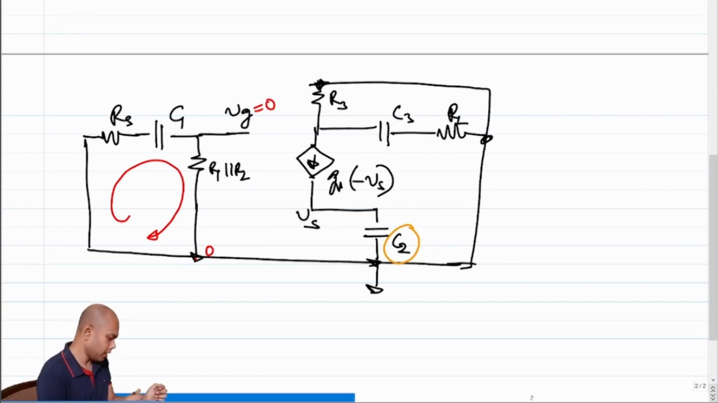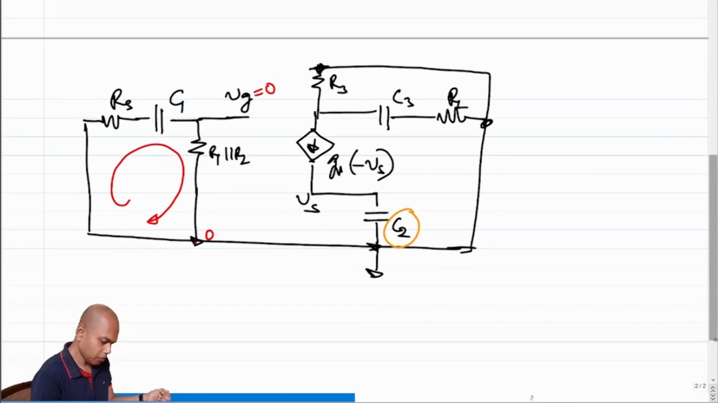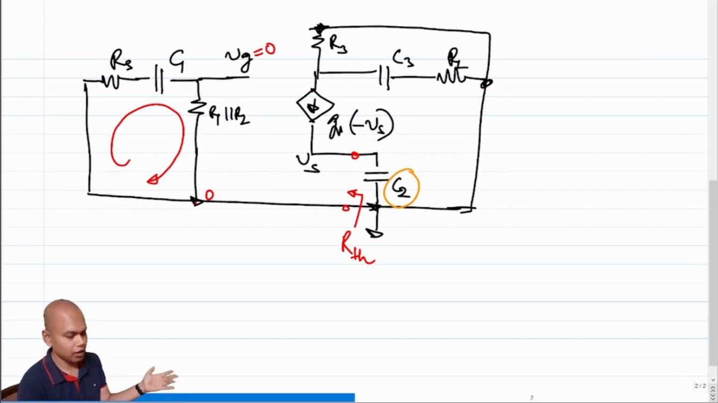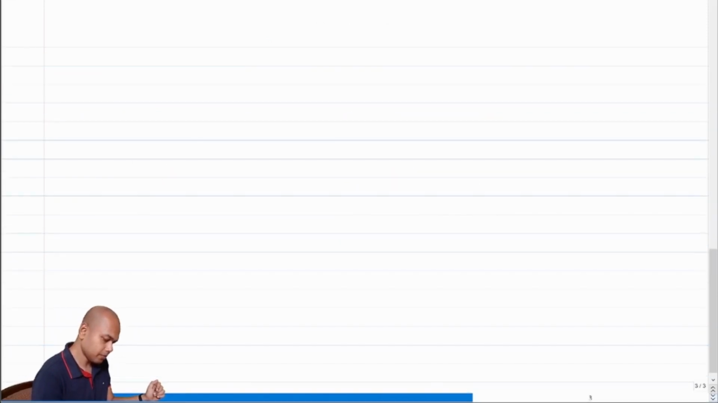So if we have to figure out the time constant associated with the capacitor C2, then what should we do? We need to find the Thevenin equivalent resistance looking from the two terminals of the capacitor, right? So essentially we need to find the Thevenin equivalent resistance looking into this. We can remove C2 and find the Thevenin equivalent, right? So let's do that.